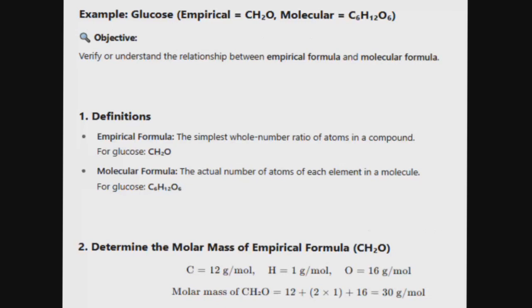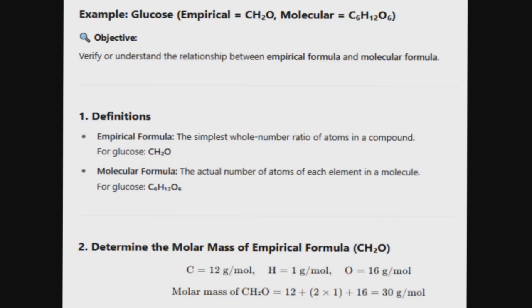Okay. So the empirical formula is the simplest whole number ratio of atoms in a compound. And then the molecular formula is the actual number of atoms of each element in a molecule. The actual number of atoms of each element in a compound. Sorry, that's a mistake. So we are using glucose as an example here.